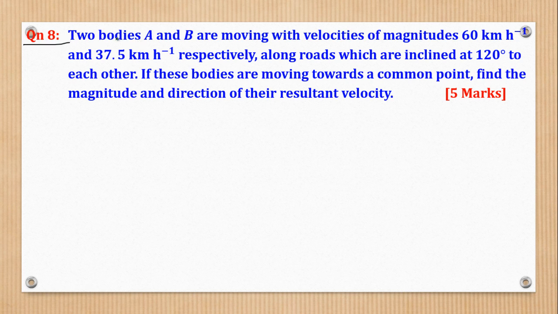So now we shall go to question 8. It says two bodies A and B are moving with velocities of magnitudes 60 kilometers per hour and 37.5 kilometers per hour respectively along roads which are inclined at 120 degrees to each other. If these bodies are moving towards a common point, find the magnitude and direction of their resultant vector.